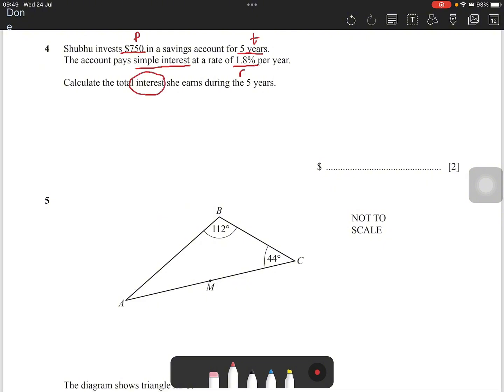In simple interest, we have the formula to find the interest, that is PRT. In this case, P is $750. The interest rate is 1.8% and the time is 5 years. So the answer is $67.50.